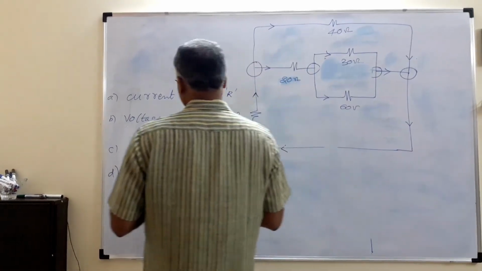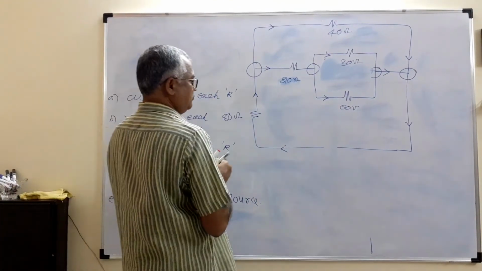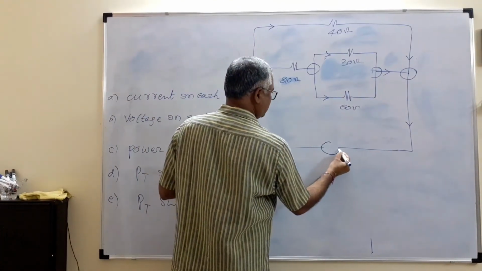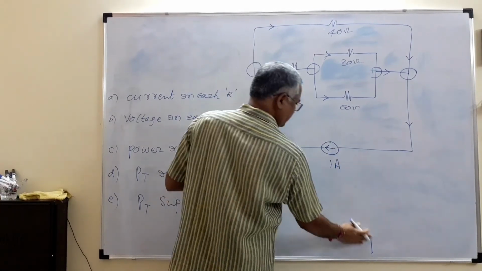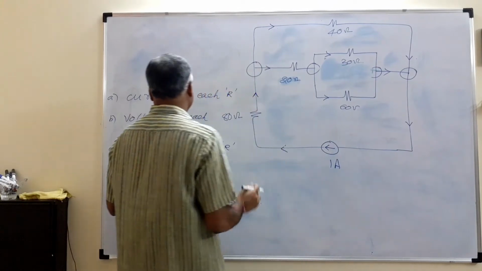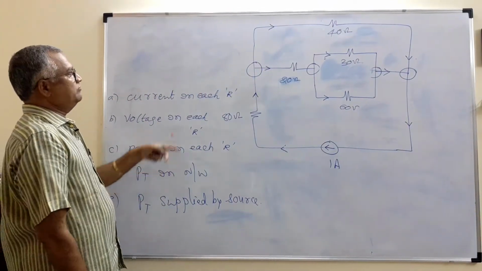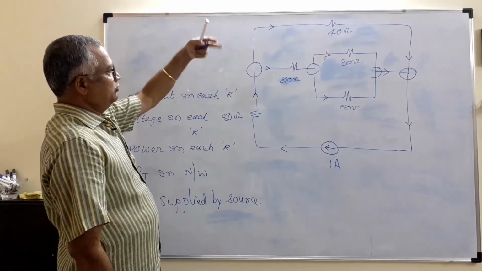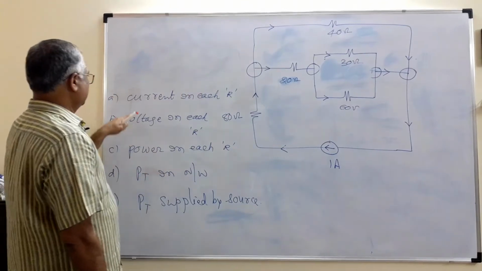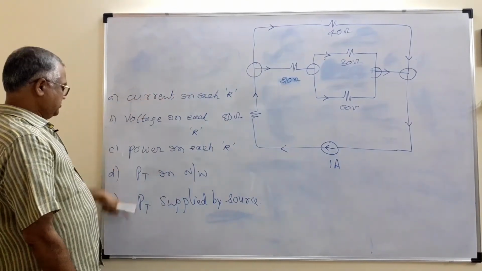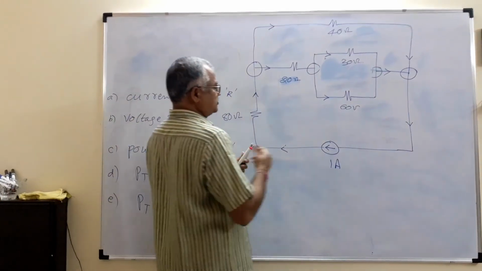So this is the problem: replacing the voltage source with a current source of 1 ampere. Any number you can take, I am taking 1 ampere. The questions remain the same, the circuit is the same, the numerical values are the same, only the change is the current source. So when we solve this problem with these questions: current in each resistor. What is the source giving, how much current?